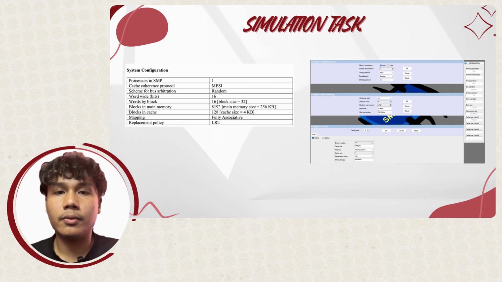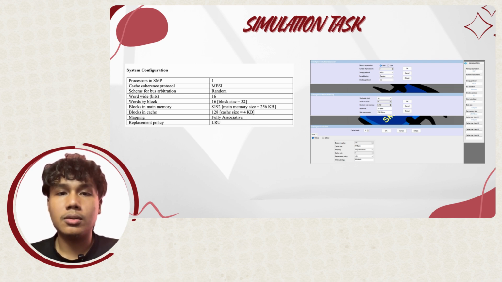8,192 blocks, which is equivalent to 256 kilobytes, while the cache contains 128 blocks, giving a cache size of 4 kilobytes. The cache uses fully associative mapping with the LRU replacement policy. This configuration is chosen to eliminate conflict misses, so the analysis focuses mainly on capacity misses caused by cache size variation. On the side, we can see the SMPCache simulation interface, which is used to set all these parameters.